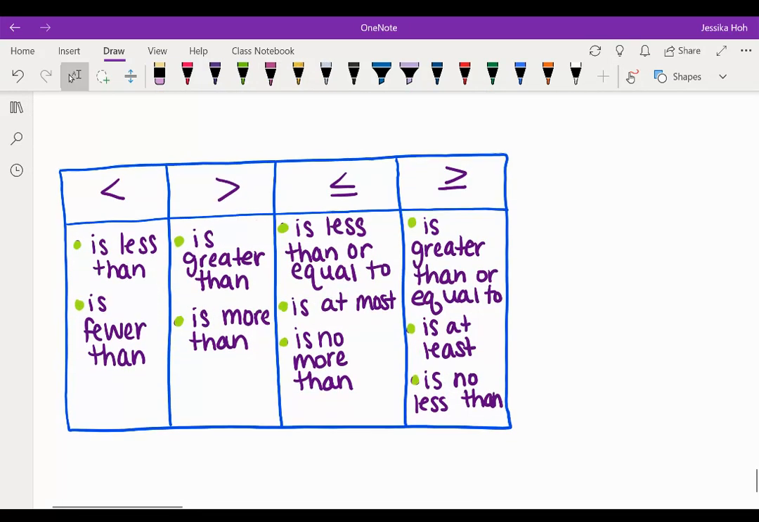I would like you to please write this down on your paper just to make sure you have it for your assignments. So our first column, the symbol is less than, or it can also be known as is fewer than. Column number 2 is greater than, is more than. Column number 3 is less than or equal to, is at most, is no more than. And lastly, our 4th column is greater than or equal to, is at least, is no less than.